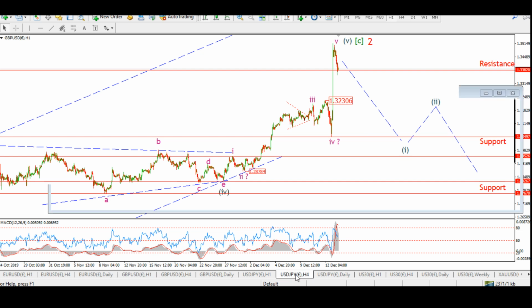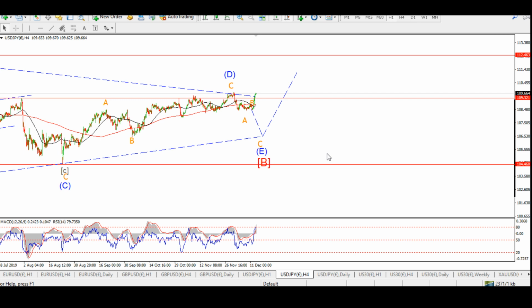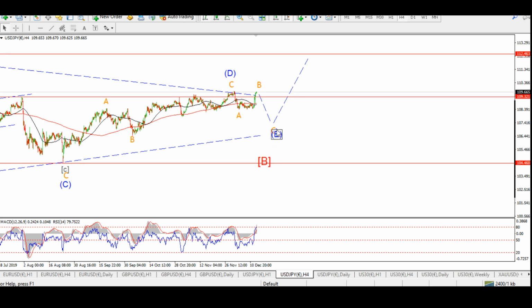Okay, 4-hour chart in dollar yen. I'm not sure that this triangle is complete yet. This large triangle in wave B here, I'm not sure that's complete yet. I have a suspicion in my mind that we could be working in the short-term chart at one higher degree. So I'll show that on the 4-hour chart here. So that's wave A in orange, wave B, and wave C down in orange.